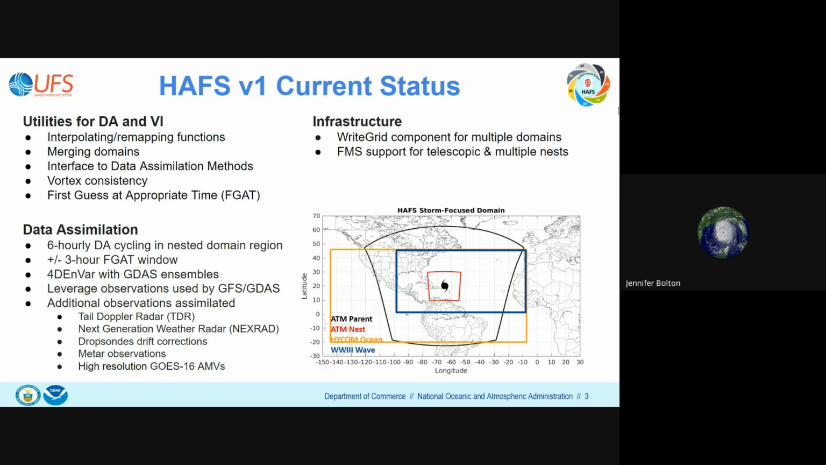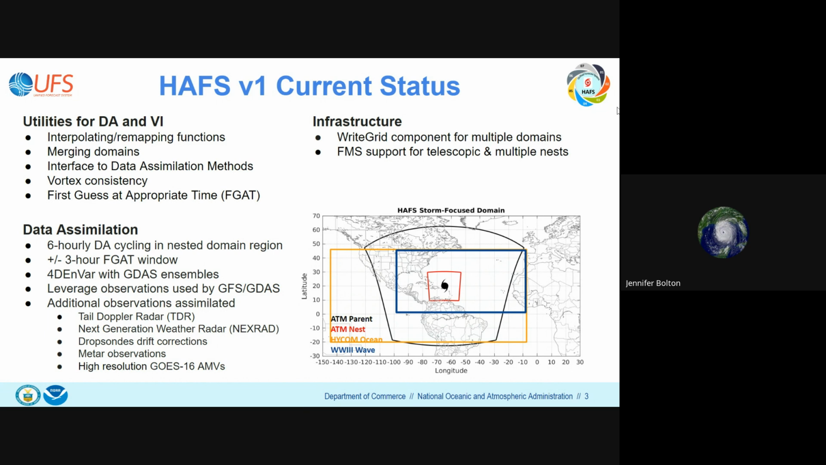We had to work last year quite a bit, and we got good help from EIB and others within UFS to extend the write grid component, make it work for multiple domains, meaning both for the parent and the nest, and also have FMS support. And GFDL and AOML folks played a big role in this for telescopic nests as well as multiple nests.